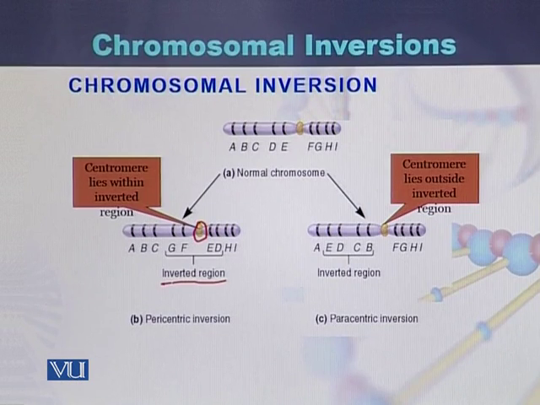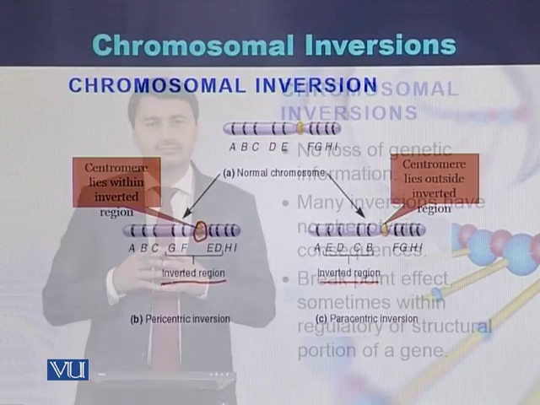While if there is an inversion of the segment and the centromere is not included, like in this case, then this type of inversion is called paracentric inversion.